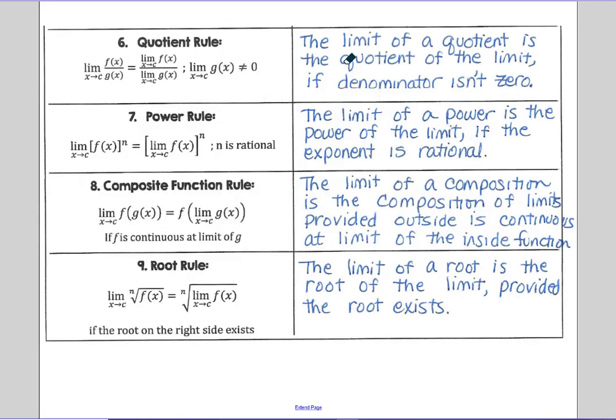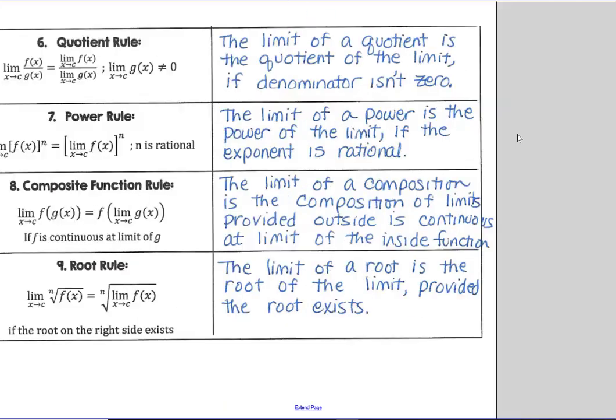Verbally, the quotient rule says the limit of a quotient is the quotient of the limit, provided that the denominator isn't 0. The power rule verbally says the limit of a power is the power of the limit if the exponent is a rational number. The composite function rule says the limit of a composition is the composition of the limits, provided the outside is continuous at the limit of the inside function. This one's a little more complicated, and you see more of that when you explore AP Calculus.